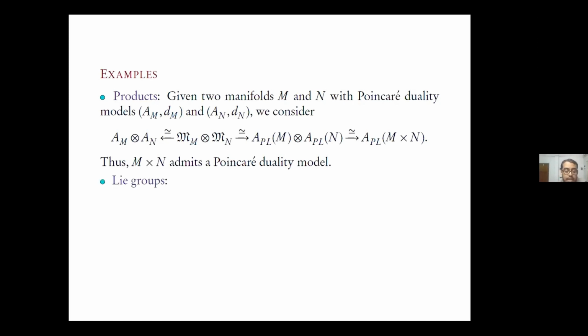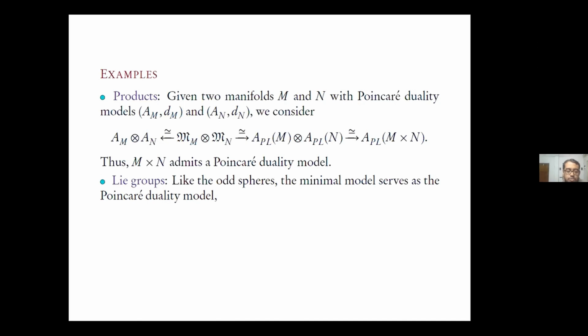So Lie groups, again, I keep bringing them back because they're probably, in some sense, the simplest from this perspective, but then they might be of independent interest to others because it lives in so many different intersecting fields. So the point was, like odd spheres, the minimal model can itself be taken to be the Poincare duality model, because you can take the minimal model for the Lie group to be the free graded commutative algebra generated by finitely many odd elements, right? So then that is practically the cohomology.